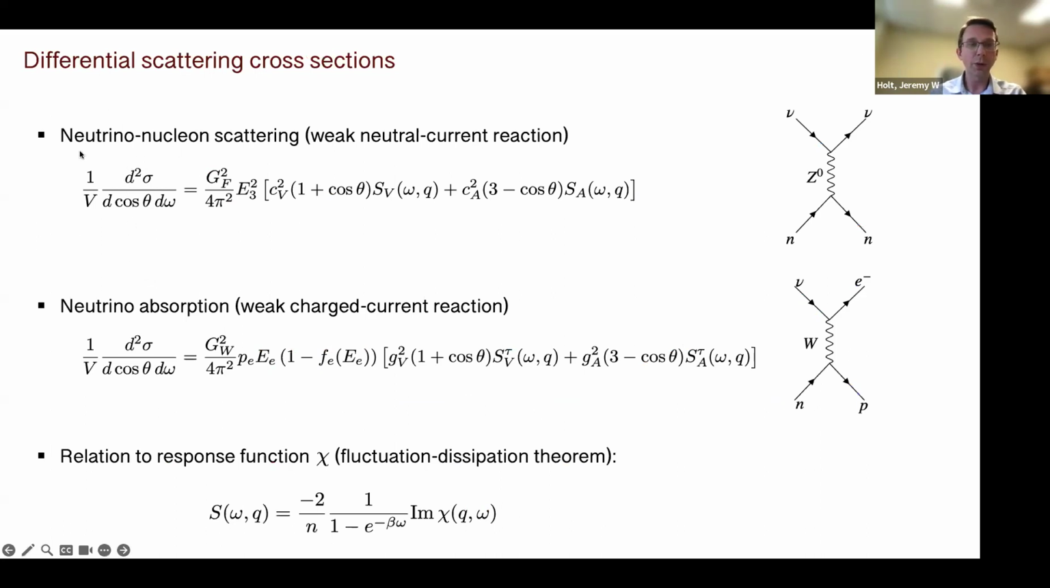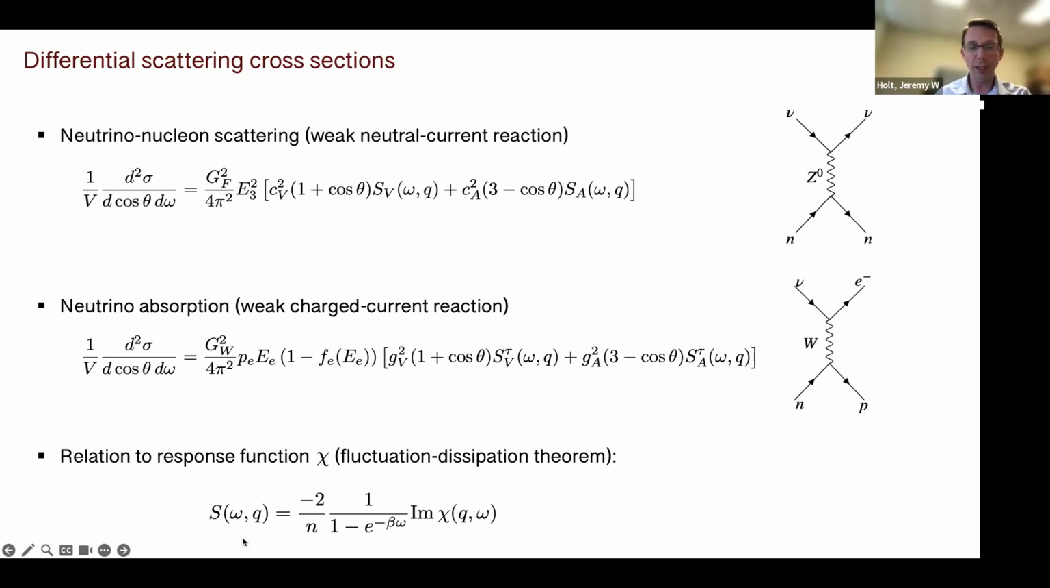So the cross sections for neutrino nucleon scattering, basically shown here through the exchange of a neutral Z boson. So that involves various factors, as well as these structure functions, dynamic structure functions, that basically encode correlations in the density and spin density. And for neutrino absorption, which is shown here, which proceeds through the exchange of charged bosons, then here we have to worry more about Pauli blocking effects for the final state lepton. But we also, at the end of the day, have to calculate these dynamical structure functions, which give us modifications between the in-medium cross-sections and the free space cross-sections. Okay, and of course, depending on the densities, the temperatures, these correlations can play an important role.